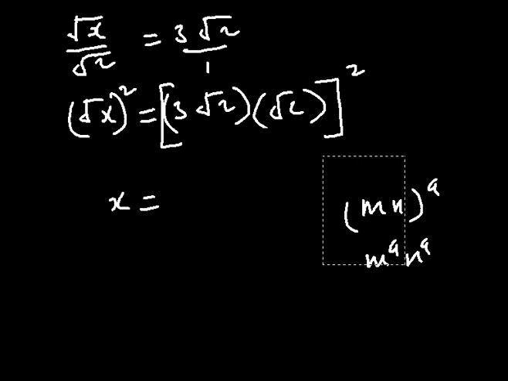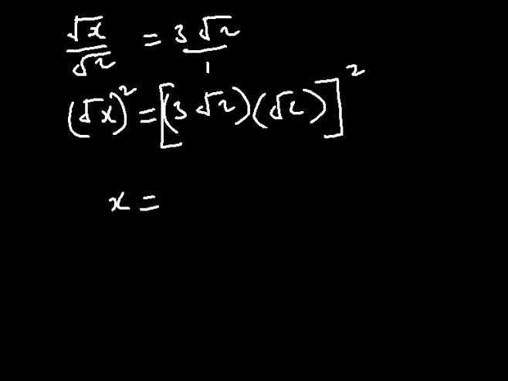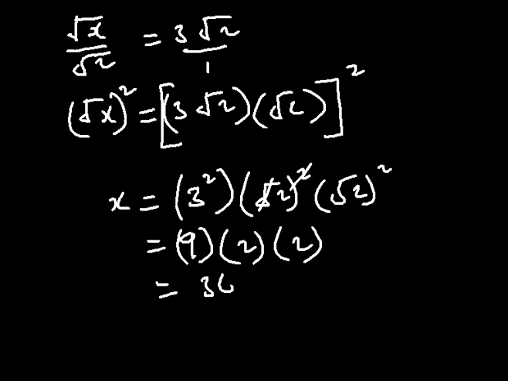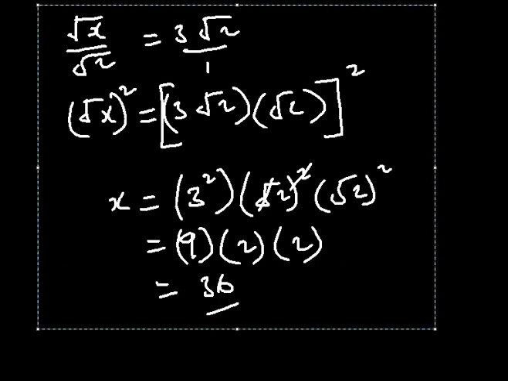So if that is the case, then it means we'll have 3 to the power 2, like that, times the square root of 2 to the power 2 times the square root of 2 to the power 2, like that. So in this case that should be 9 times, so the power 2 and the square root will go, we have it as 2 times, and also this one as 2, and that will be given as 36. So that is another way you can have it.